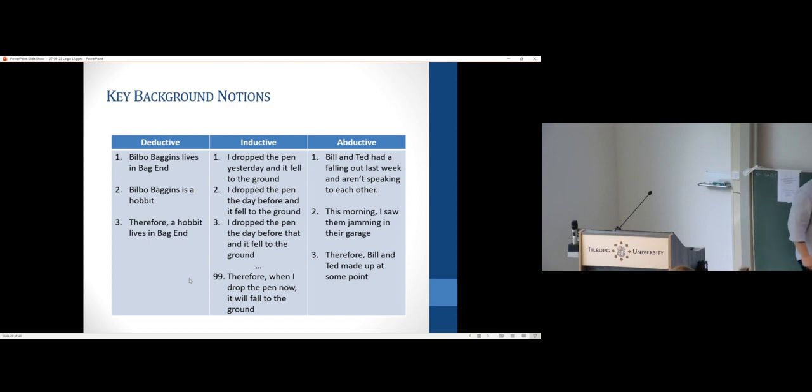But an abductive argument doesn't have to be true. It's just a guess. It's an attempt. It's a best explanation, and it might be that there are more data points that actually show this is a bad explanation after all. So it doesn't have to be right.